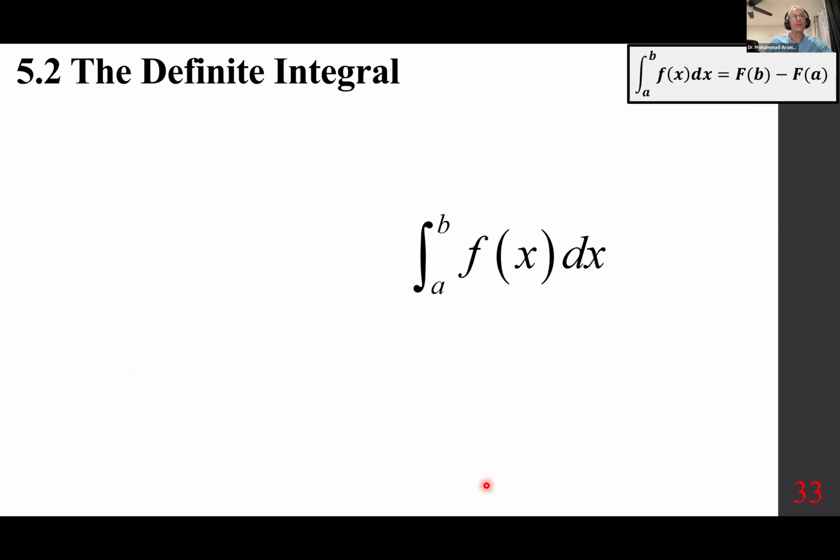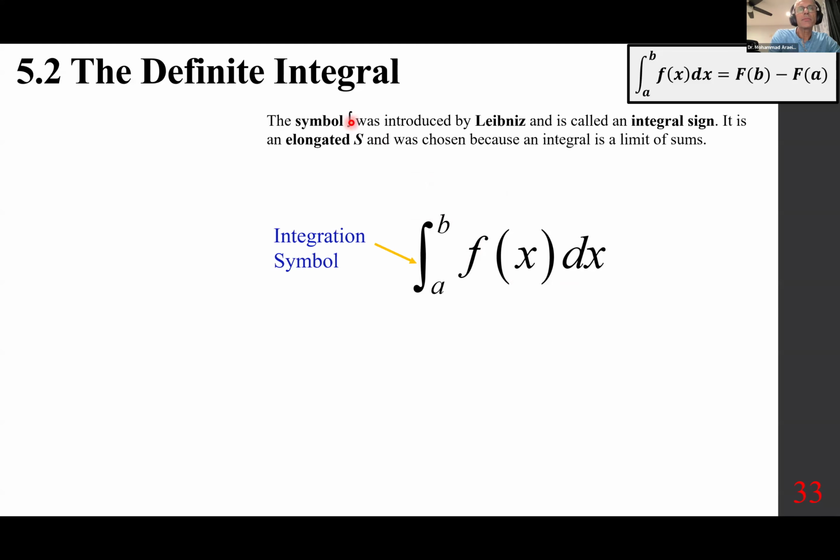Now, I want to go over the concept of a definite integral by dissecting every part of it. The integral of a to b f of x dx. Let's see what each symbol is. This is called the integration symbol. This symbol was introduced by Leibniz and is called an integral sign. It is an elongated S and was chosen because an integral is a limit of sums.